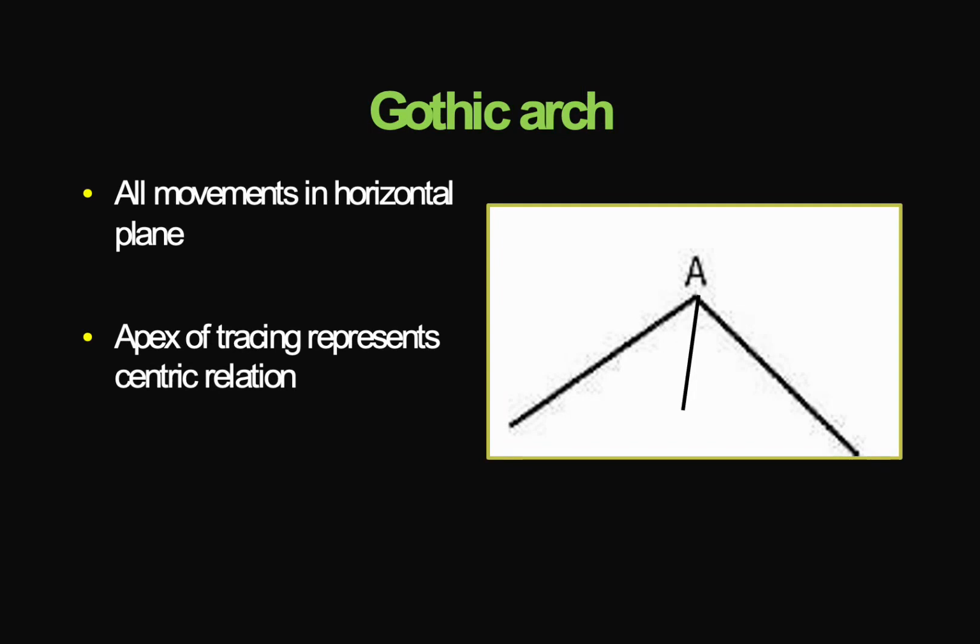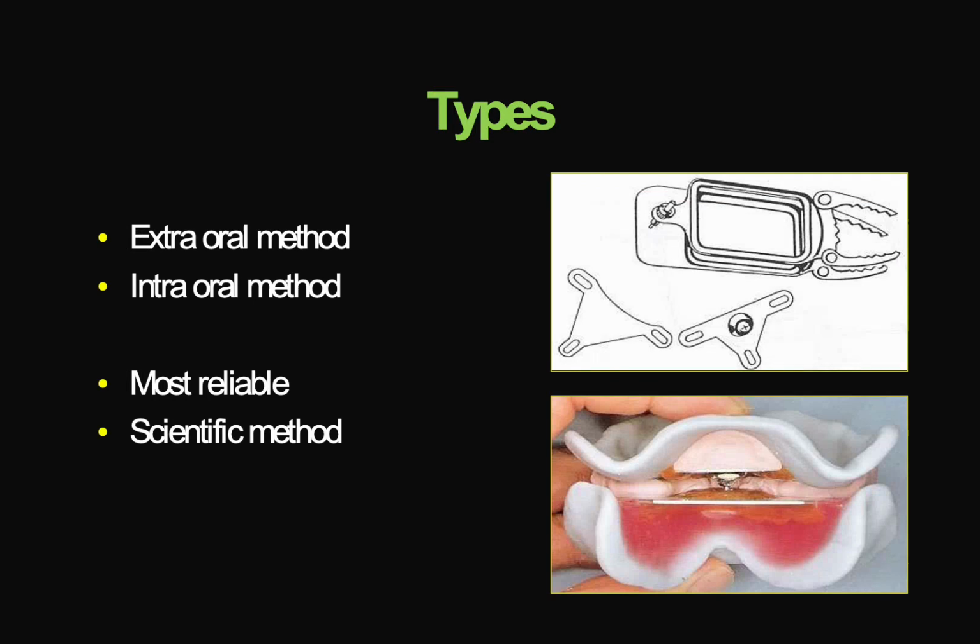The center point determines the centric relation, and the one projecting from CR is the protrusive movement. The two extended arms are the right lateral and left lateral movements. Now this graphical tracing can be recorded either extraorally or intraorally, and this graphical method is considered to be one of the most reliable and scientific methods.